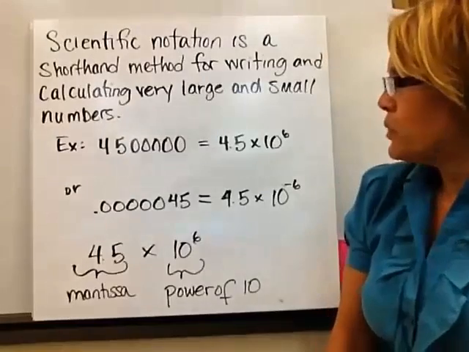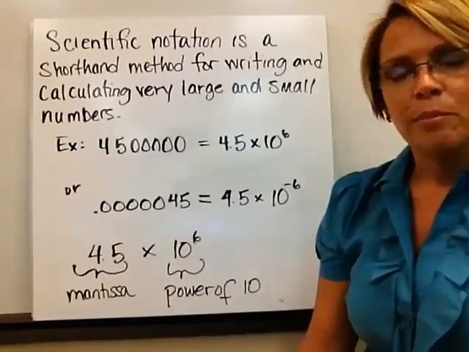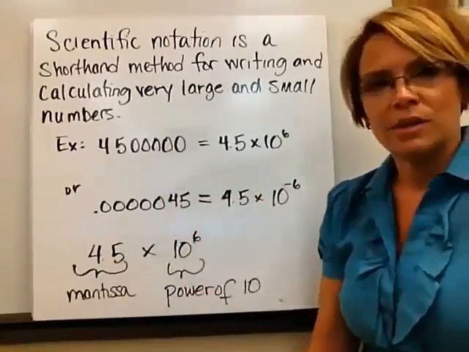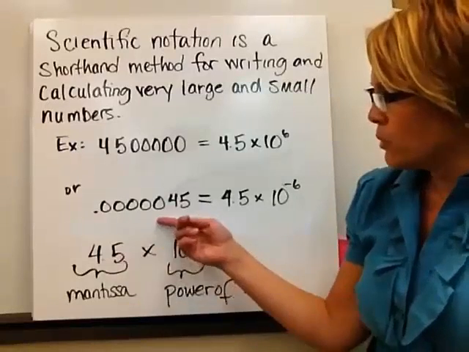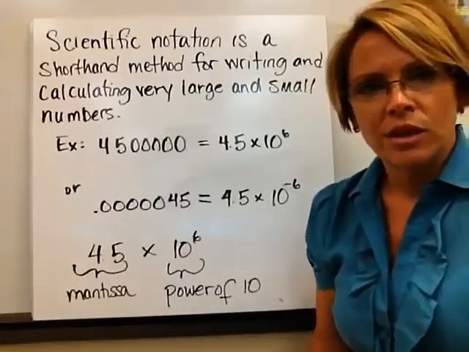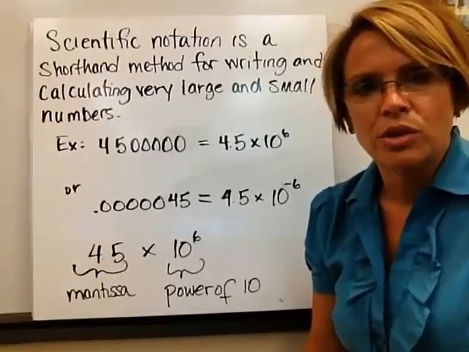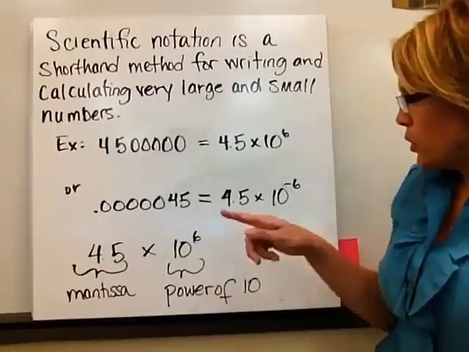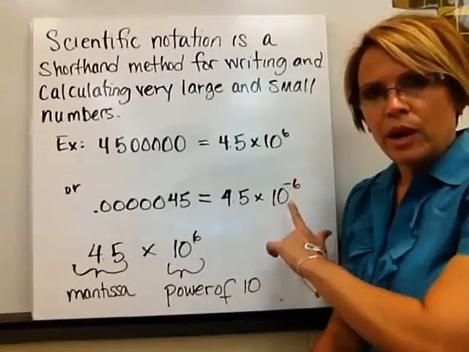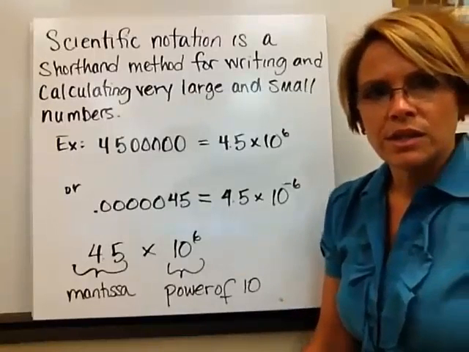So here's an example. This number is actually 4,500,000. But instead of writing all of those numbers out, we could simply express that as 4.5 times 10 to the 6th. A very small number would be this one, 0.000045. That's kind of a chunky number to have to deal with, so it's much easier when you're writing it and doing calculations to use the scientific notation, which would be 4.5 times 10 to the negative 6th. We're going to talk about these exponents a little bit and how we determine which is positive and which is negative.